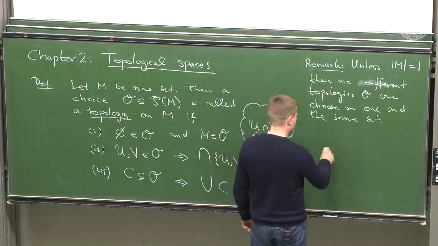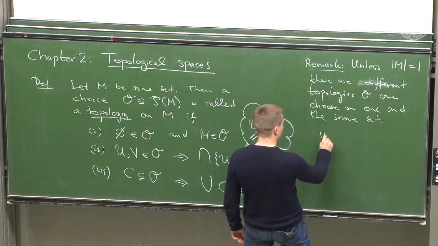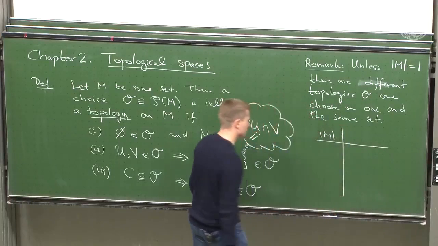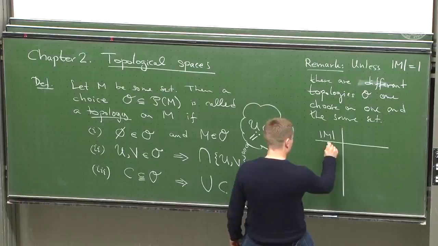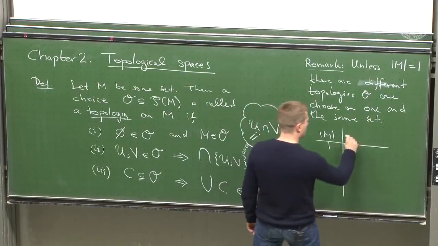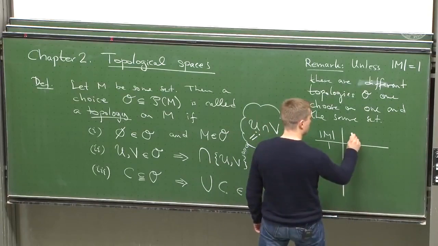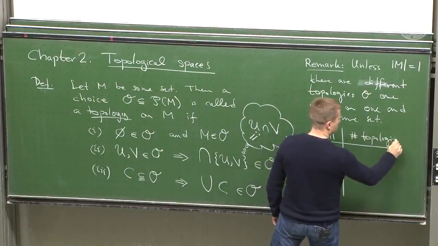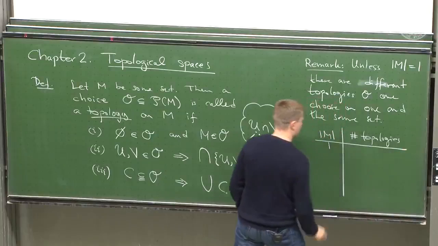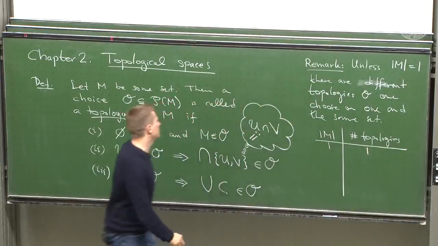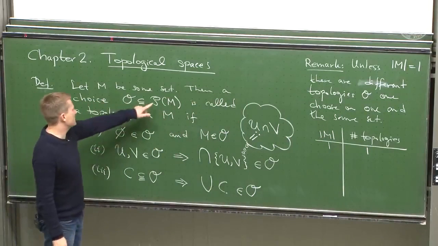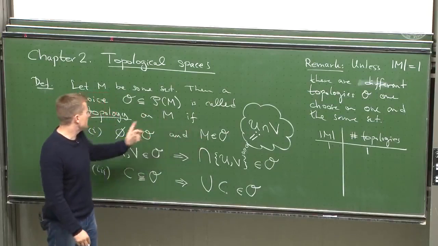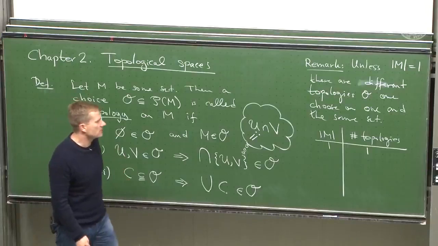And we can have a little table. So if the cardinality of the set M, so this is for finite sets, is 1, then how many topologies can you have? So it's the number of topologies one can have. Well, if you have 1, you can only have 1 topology, because you then always have to take the set M itself. It consists of just one element. That's this. You take the empty set, and there are no other choices you can make.